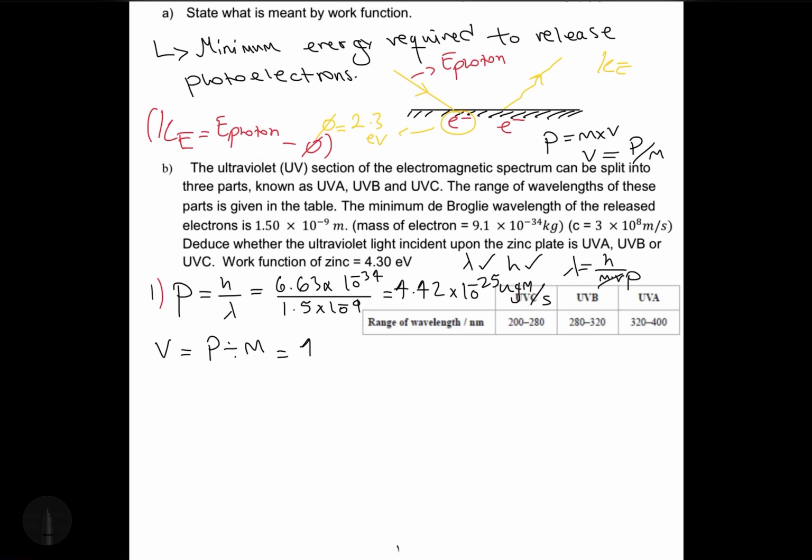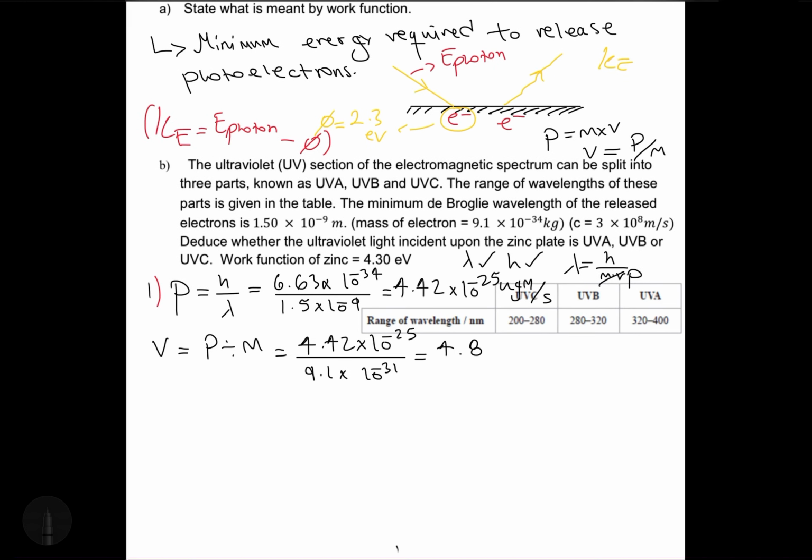So we can divide the momentum by the mass of one electron, and that will be equal to approximately 4.85 times 10 to the power of 5 meters per second. So that's going to be the velocity of the electron that's getting released.